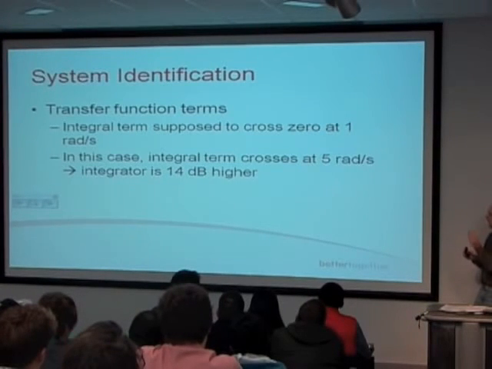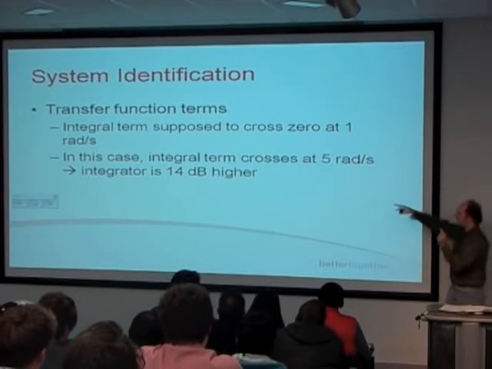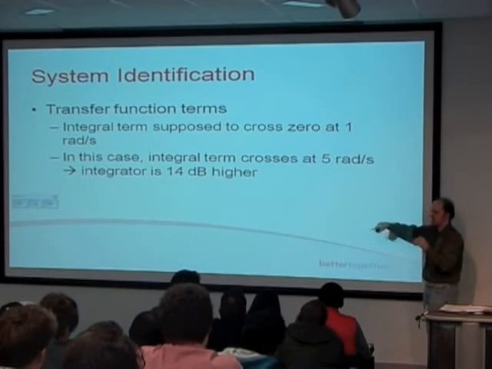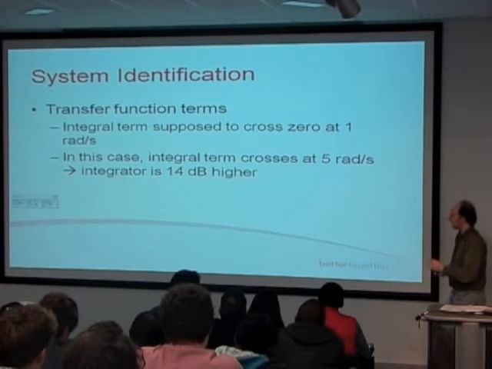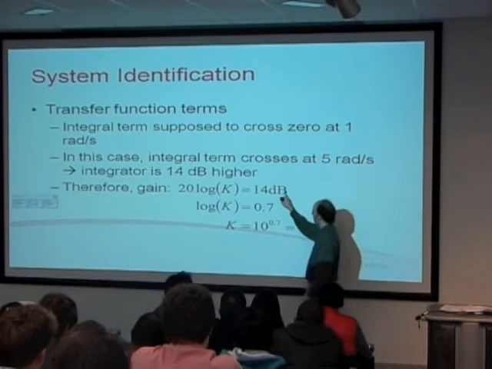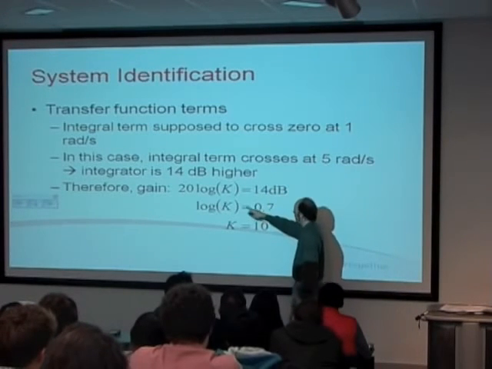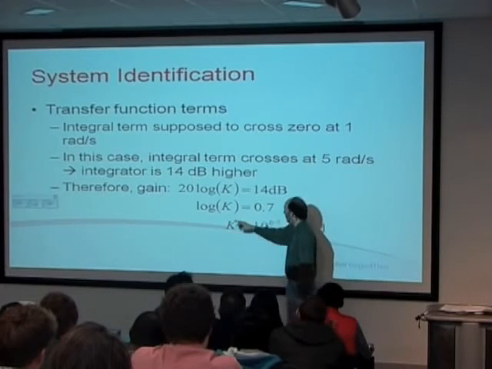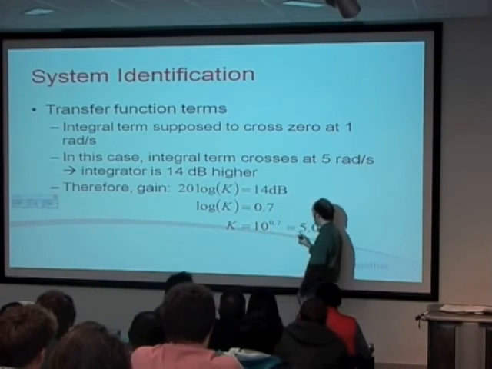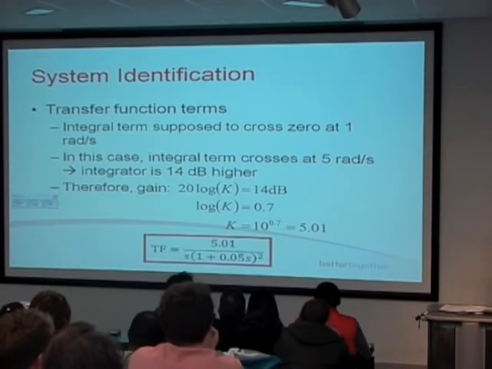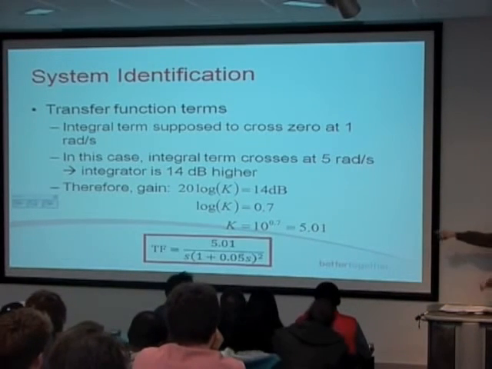And so to get that gain term, we've got an amplitude of 14 decibels. We want to go back to the amplitude in terms of, not in decibels. And so you say 20 log k is 14 decibels. So divide 14 by 20, you get 0.7. Then you anti-log, 10 to the power of 0.7 gives us 5.01. And so you plug in those values, and there's our transfer function.